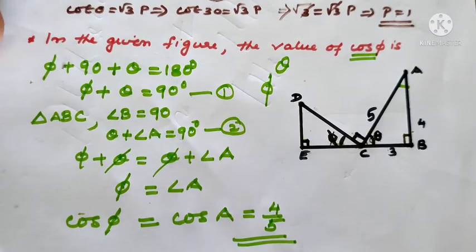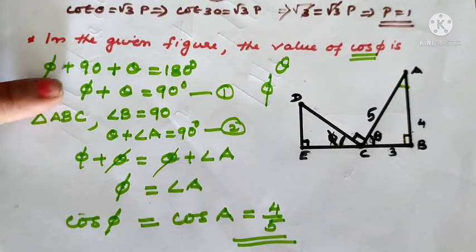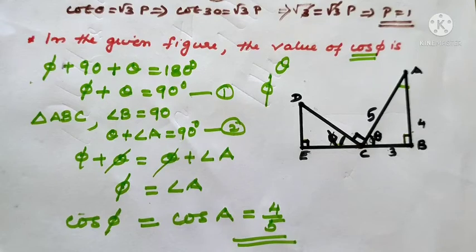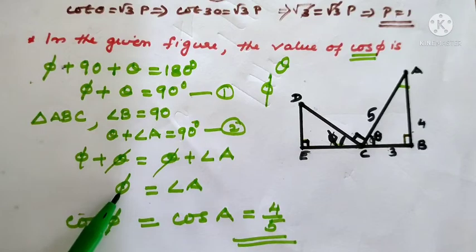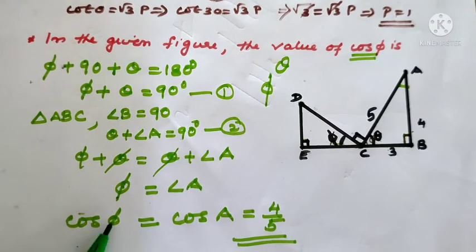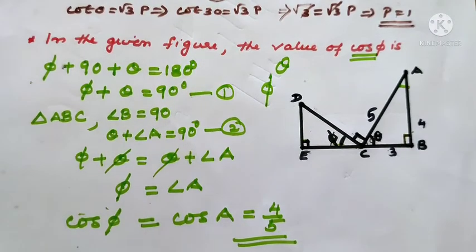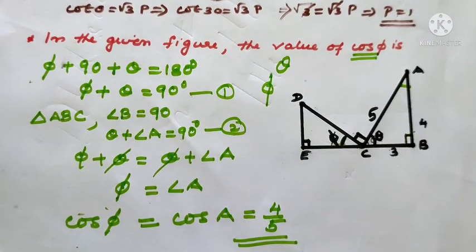So here, which concept have we used? The straight angle concept. Then we formed the equation phi plus theta equal to 90 degrees. Another equation we got: theta plus angle A equal to 90 degrees. So we compared these, and we understood that phi and angle A are equal. That means instead of phi we can write angle A. So cos phi means cos A, that is equal to 4 by 5.